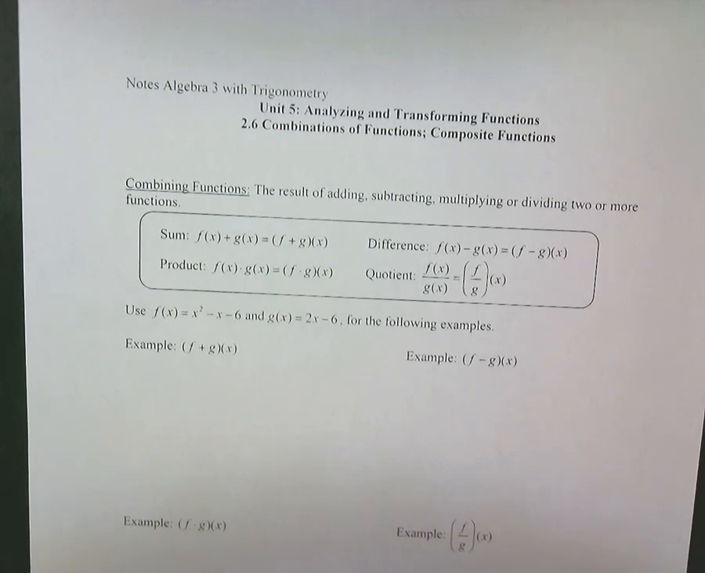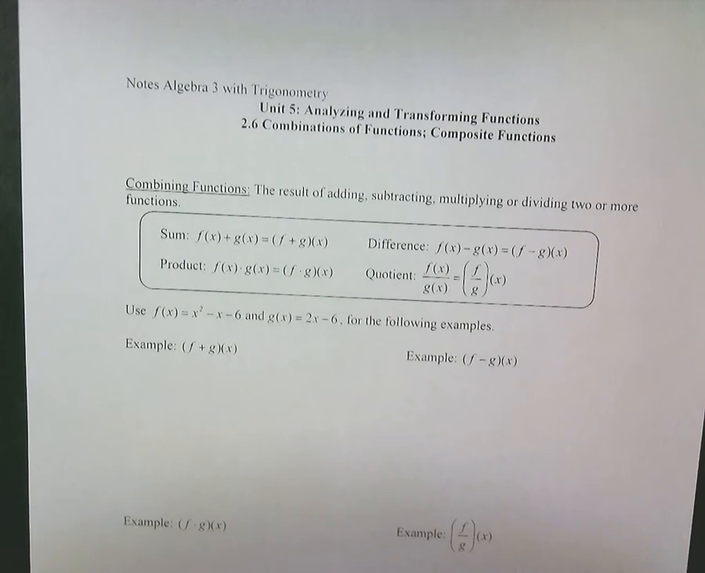Okay, for section 2.6, combinations of functions and composite functions, this is out of Unit 5 for Algebra 3 with trigonometry. I'm also going to break this up into 2 days. Not that the concepts are difficult, but they're confusing to students if I put them all together in one day.